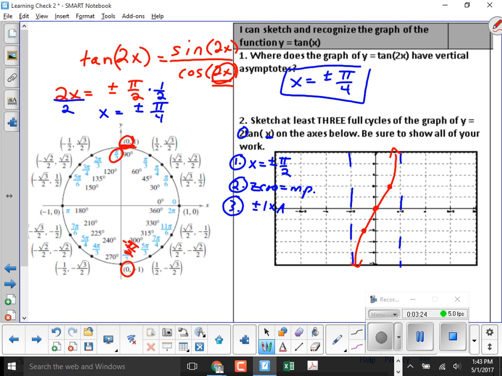Now it wants 3 full cycles. So just give yourself another asymptote over here. And then you just duplicate the stuff. Everything's symmetrical. So there's 2 full cycles. And I'll go to the left. My midpoint to the right is 2, to the left is 2. How's that? 3 full cycles.